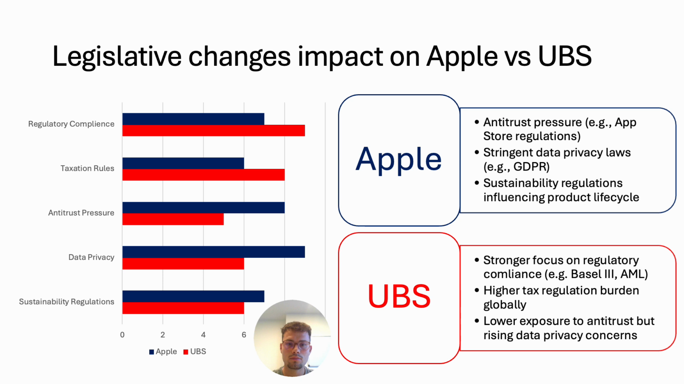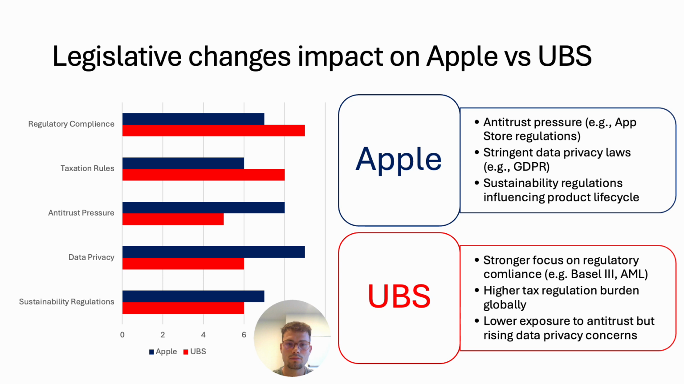This graph highlights key areas like regulatory compliance, taxation, antitrust pressure, data privacy, and sustainability regulations. Apple faces strong antitrust pressure, especially with its App Store. In addition, it must comply with strict data privacy laws like GDPR. Sustainability regulations also push Apple to develop more eco-friendly, long-lasting products.